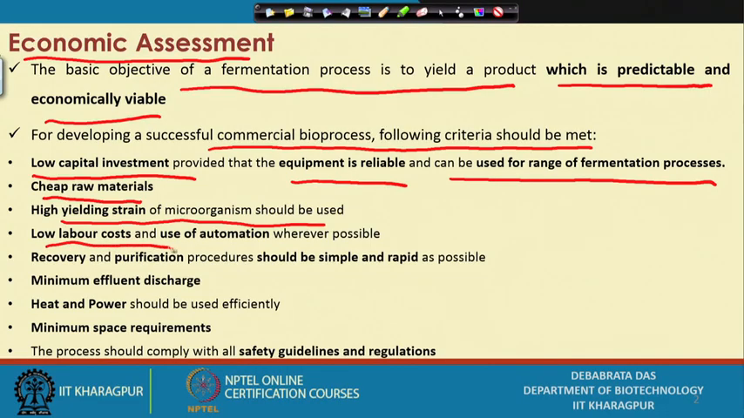Then, low labor cost and use of automation whenever possible. I told you that the batch process is very easy to operate, and we don't require much skill for its operation. But what is the disadvantage of the batch process? The yield and productivity are very low as compared to the continuous process. So, we always look for a continuous process. In the continuous process, our productivity is very high, and not only that, the manpower requirement is also drastically reduced.